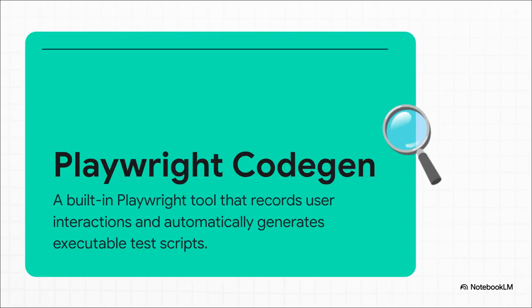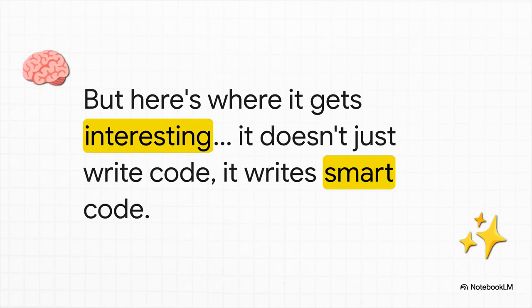And here's the best part. Codegen is a built-in Playwright tool. This isn't some third-party thing you have to go install and configure. It comes right out of the box, ready to go. It just watches you use a website and translates your actions directly into a test script you can use right away.